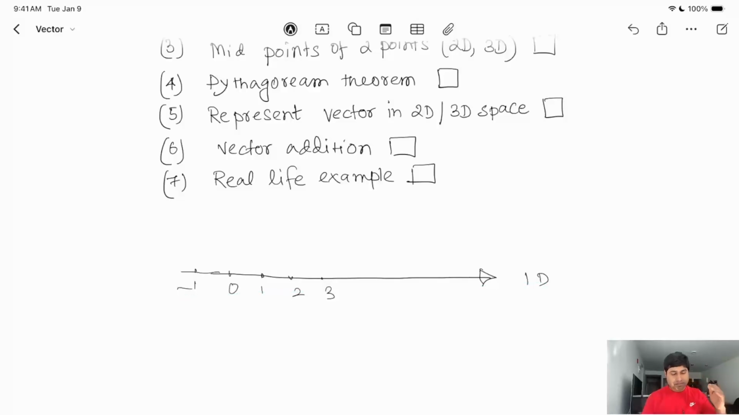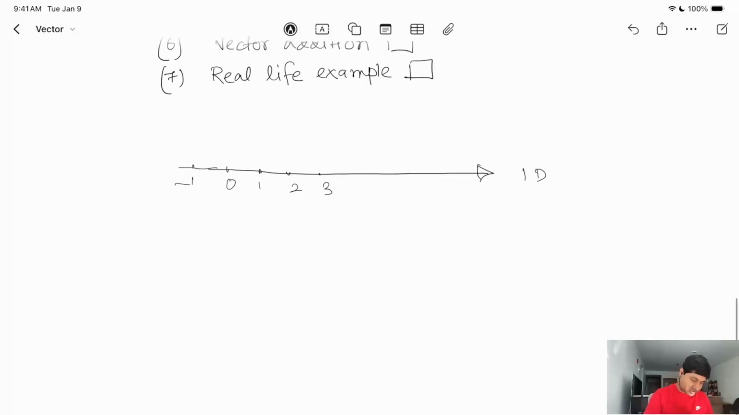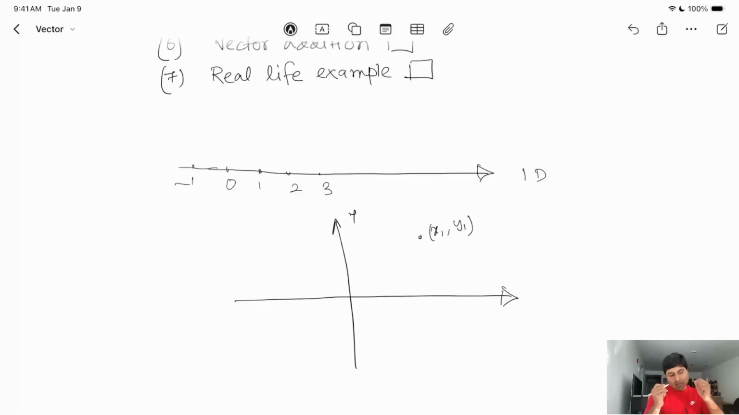Now when it comes to the plane, where you can represent a pair of points, you have x, you have y, and you have a pair of points x1, y1. Now that point can be represented in the x and y coordinate system. And what was x1 here? So x1 is the distance on the x-axis and y1 is your distance on the y-axis.